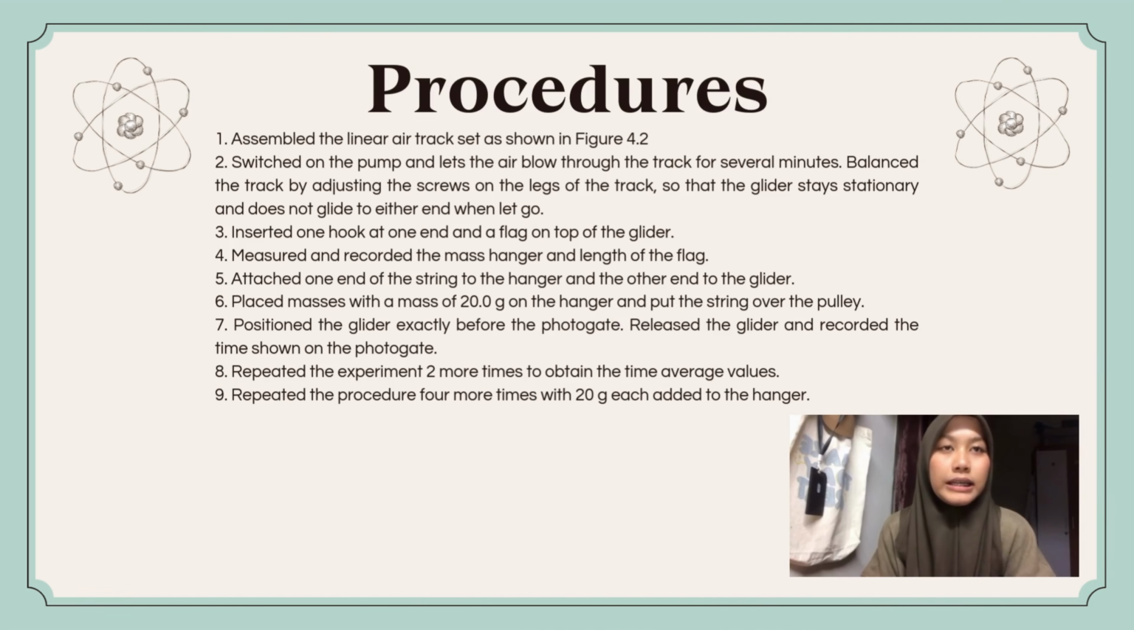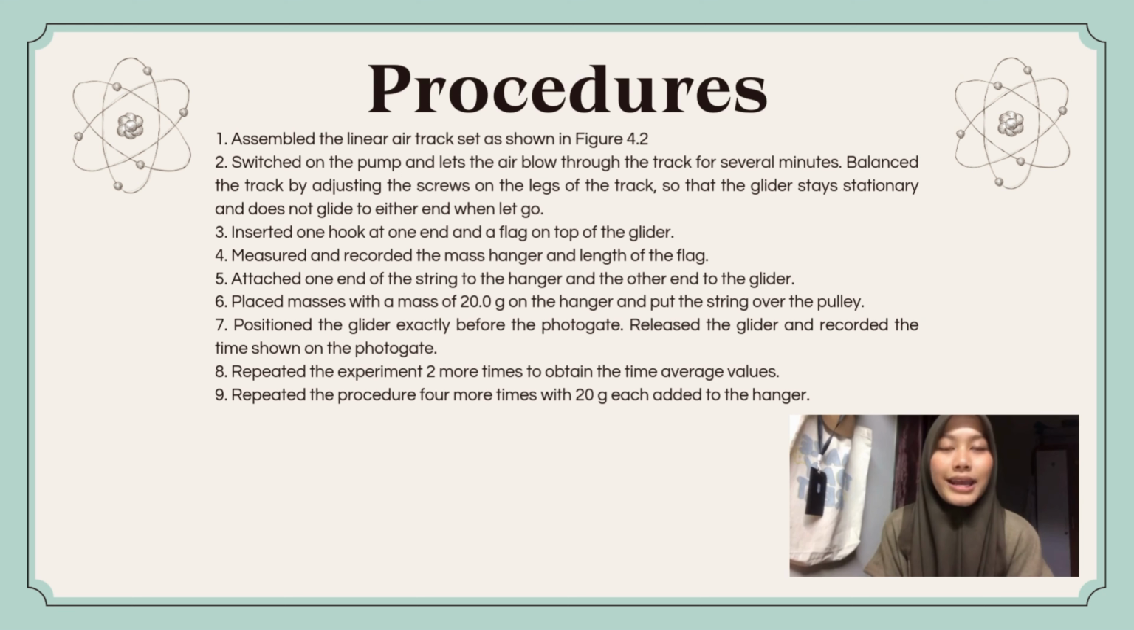1. Assemble the linear air track set as shown in figure 4.2. 2. Switch on the pump and let the air blow through the track for several minutes. Balance the track by adjusting the screw on the leg of the track so that the glider stays stationary and does not glide to either end when let go. 3. Insert one hook at one end and a flag on the top of the glider. 4. Measure and record the mass of the hanger and the length of the flag.